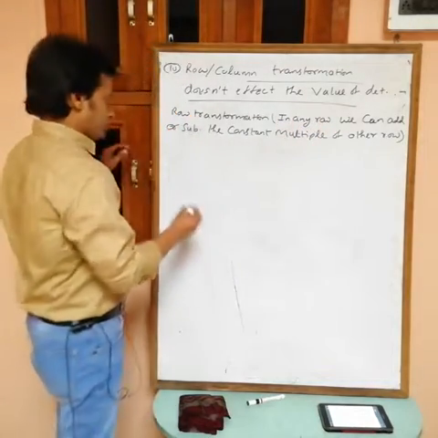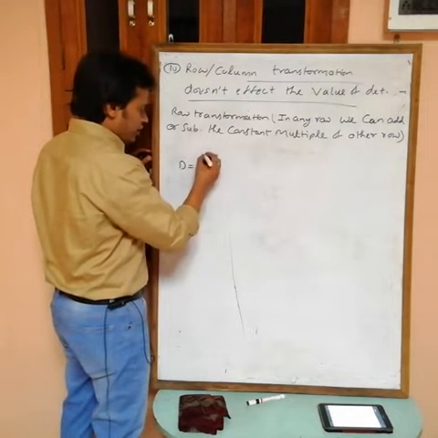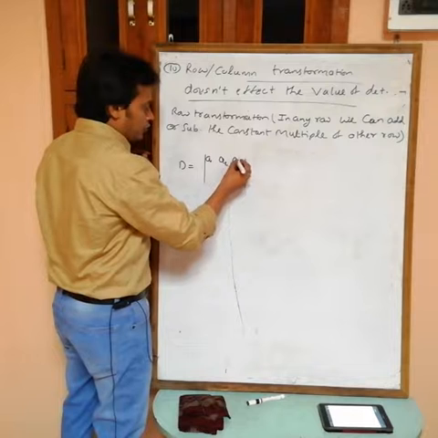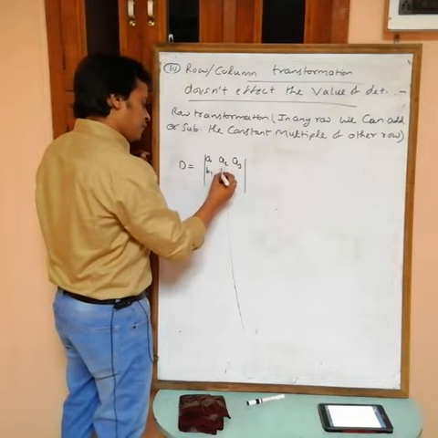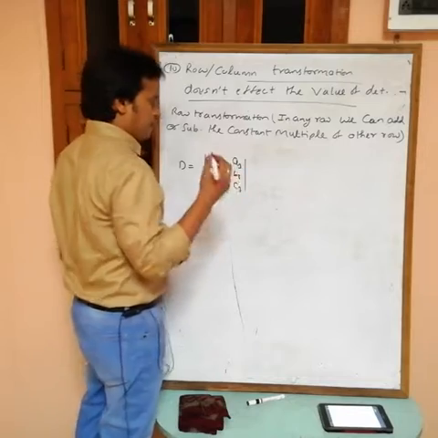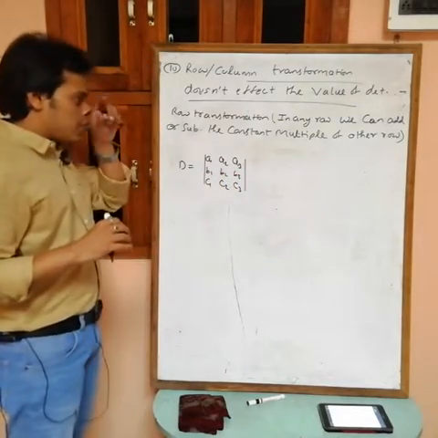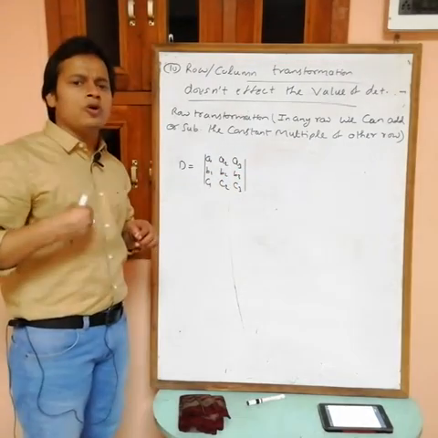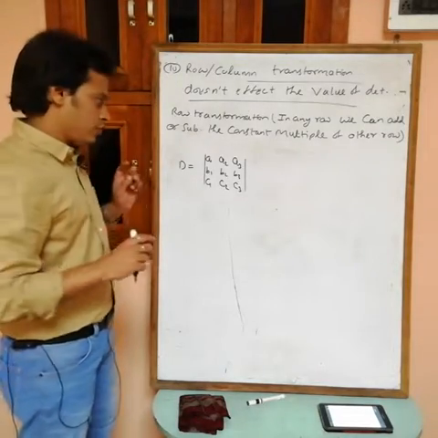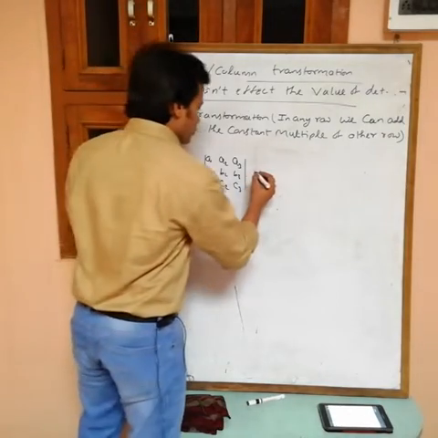Now see, suppose we have any determinant, this one: a1 a2 a3, b1 b2 b3, c1 c2 c3. Now I want to use row transformation. If you use row transformation, then the value of the determinant remains the same. Now what is the row transformation?